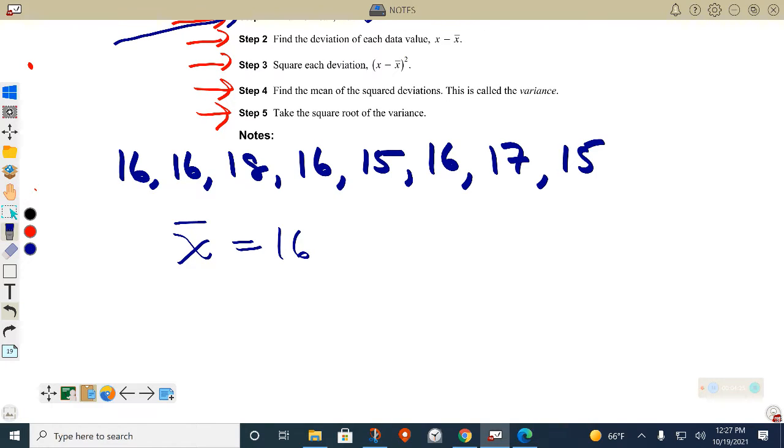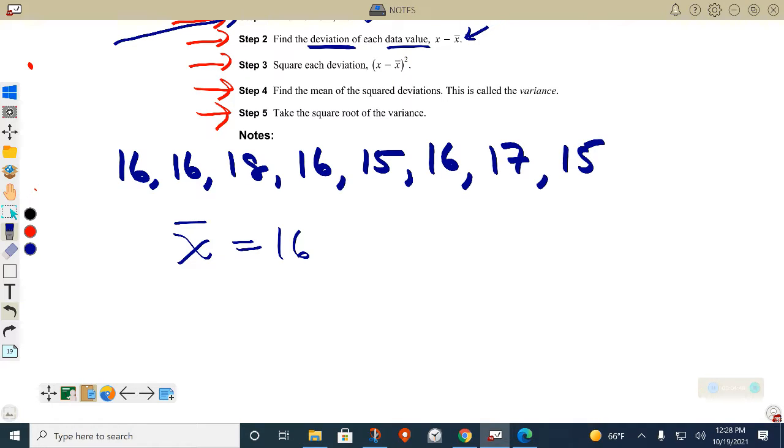Step 2, find the deviation. To deviate means to stray away from. Find the deviation of each data value from the mean. In other words, how far does every single one of you, your ages, how far away does each one of you deviate from the average?